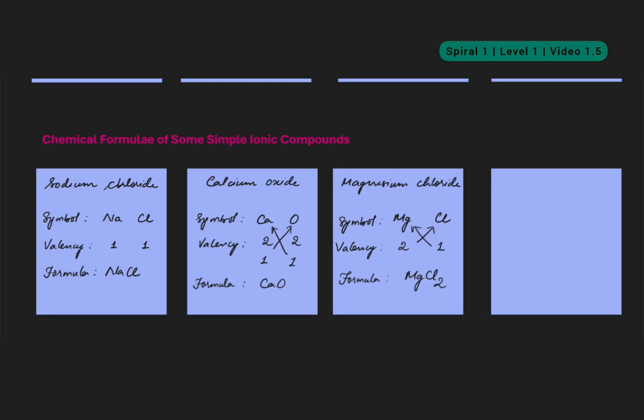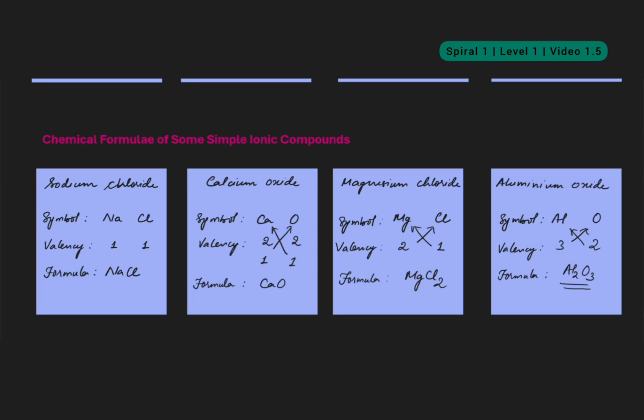One more example. Let's do aluminium oxide. So we'll write the symbol, Al and O. We'll write the valency. It is 3 and 2. Okay, then the crisscross. The formula is Al2O3. See, this is aluminium oxide.